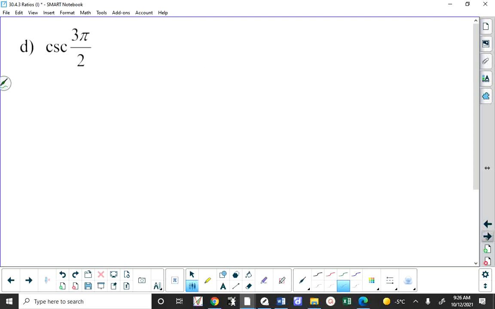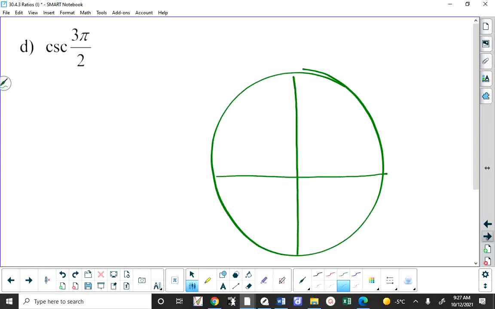Cosecant of 3 pi over 2. So I'm not going to draw this one. Where is 3 pi over 2? If you look at my arms, 1 pi over 2 is at the top, 2 pi over 2 is over on the right-hand side, 3 pi over 2 is hanging straight down in between quadrant 3 and 4. So it's here. That's the location of 3 pi over 2.